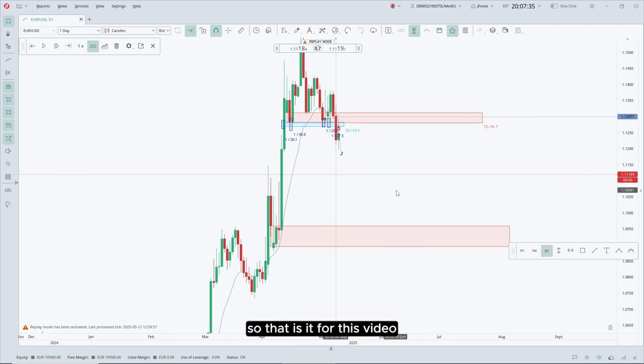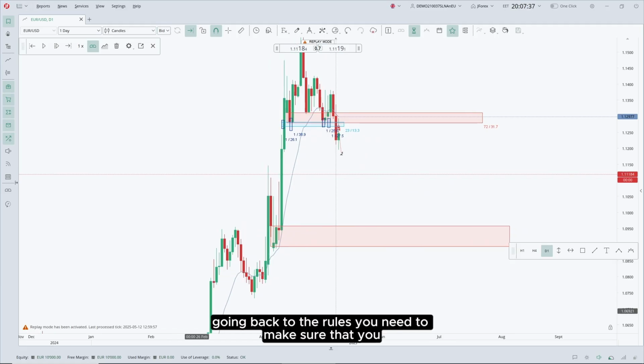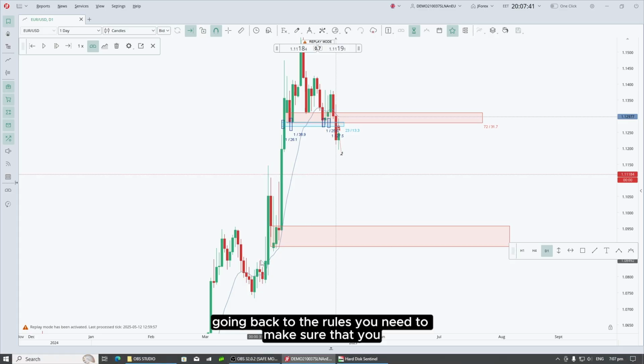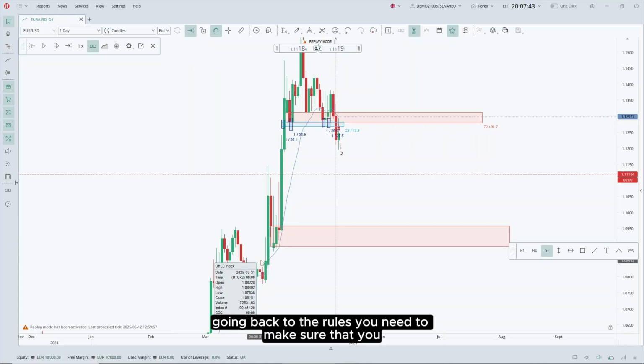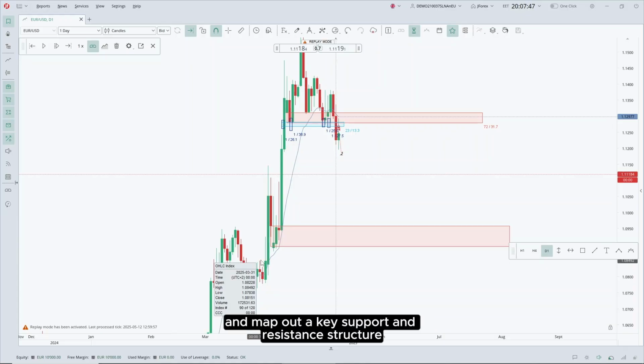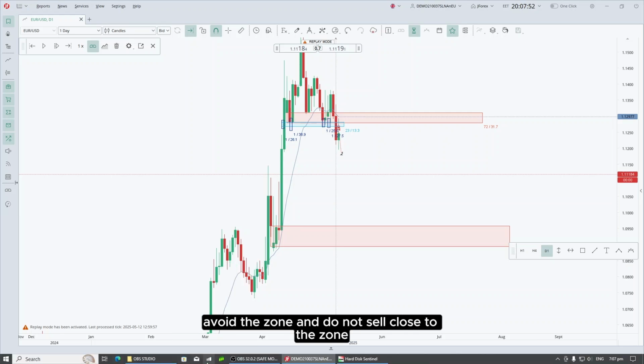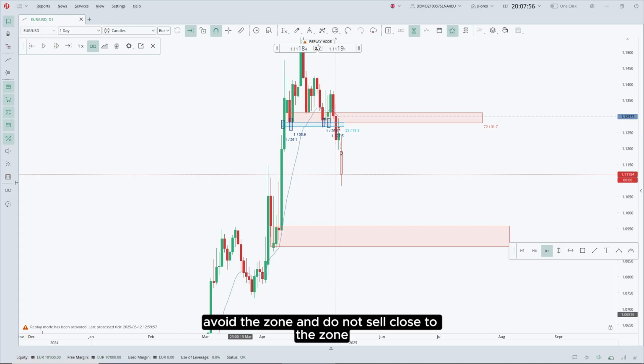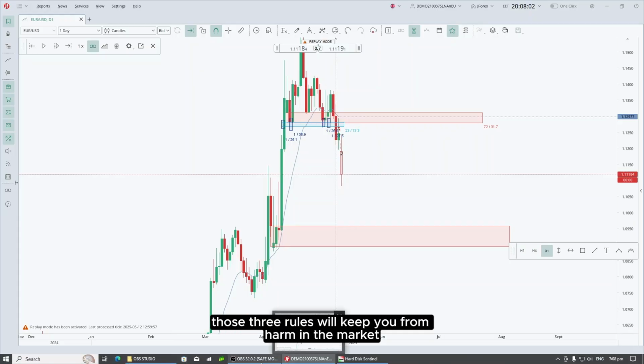So that is it for this video. Going back to the rules, you need to make sure that you can identify and map out a key support and resistance structure, avoid the zone, and do not sell close to the zone. Those 3 rules will keep you from harm.